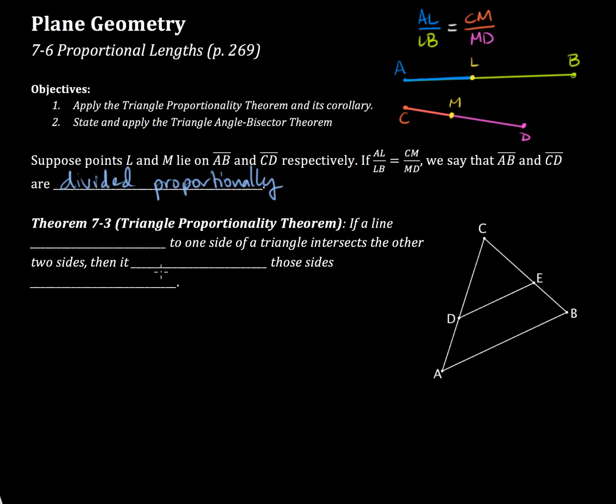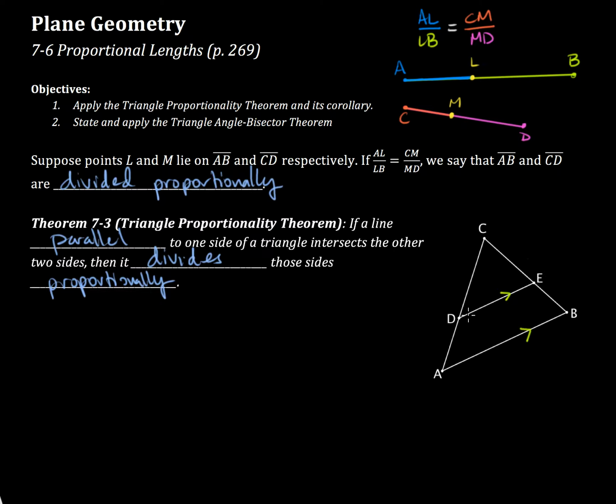Now, Theorem 7.3 is called the triangle proportionality theorem, and here's what it says. If a line that is parallel to one side of a triangle intersects the other two sides, then it divides those sides proportionally. Let's look at this diagram to understand what this is saying. Let's suppose that segment DE is parallel to segment AB. Then I have a line that is parallel to one side of triangle ABC.